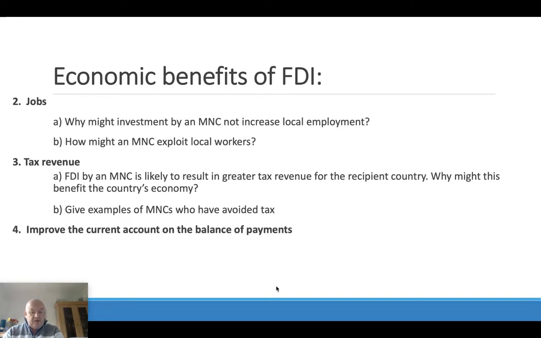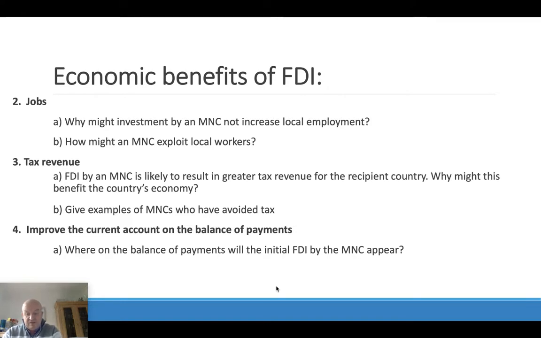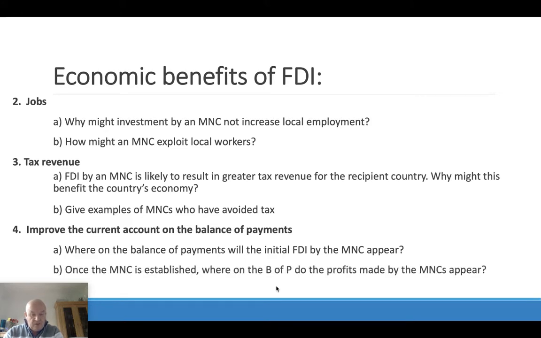Clearly, an improvement in the current account on the balance of payments should actually benefit. Where on the balance of payments will initial FDI by the MNC appear? That's something to bear in mind. And once the MNC is established, where on the balance of payments do the profits made by the MNC appear? Okay, provided that they have declared those. So again, some interesting views as to how you might go about this whole process in terms of your argument and structuring your view on a hot issue like foreign direct investment, which links to globalization and also to multinational companies very much so.